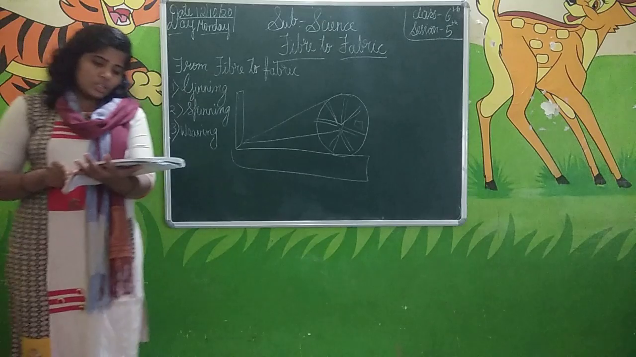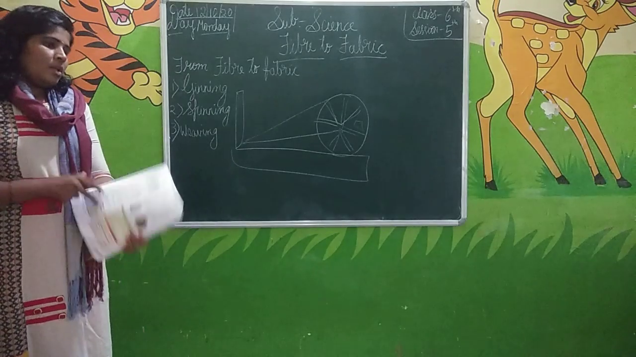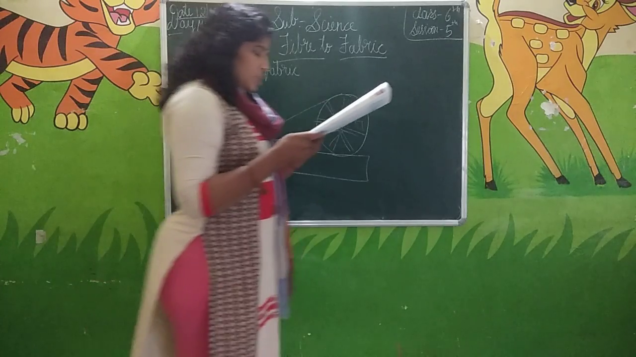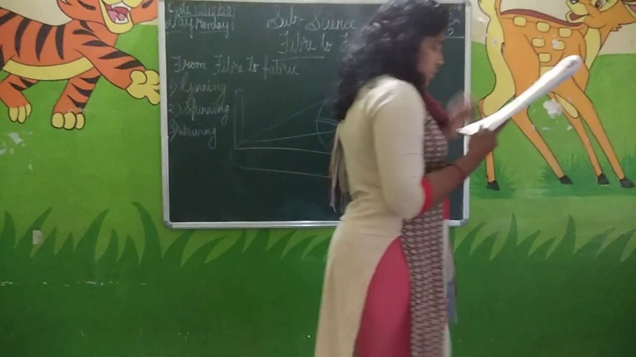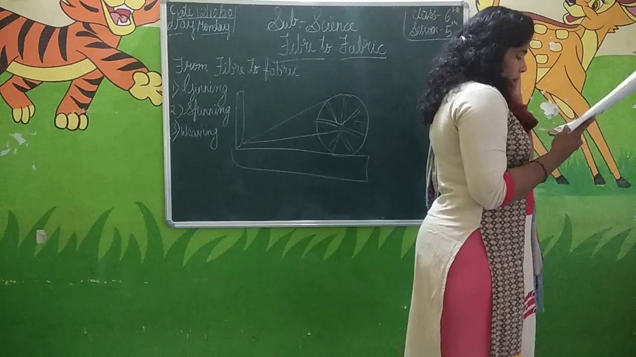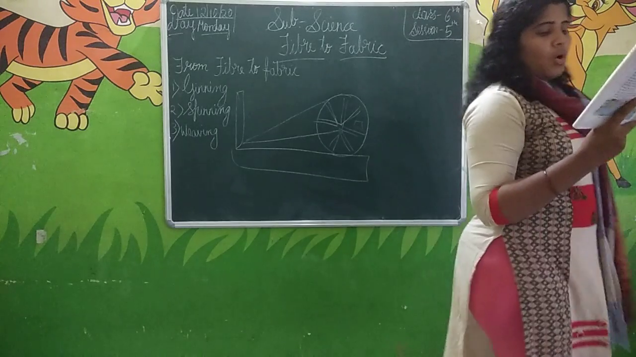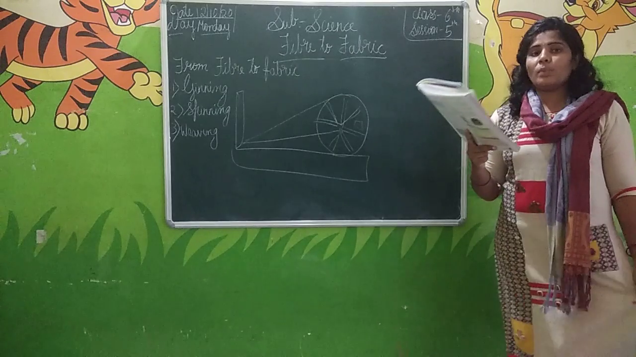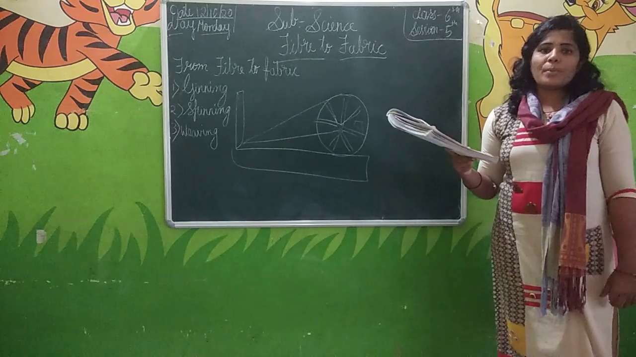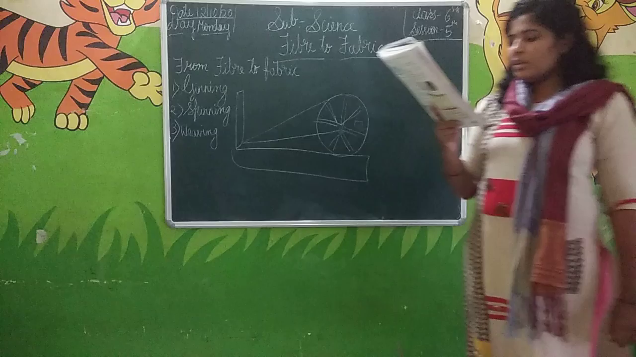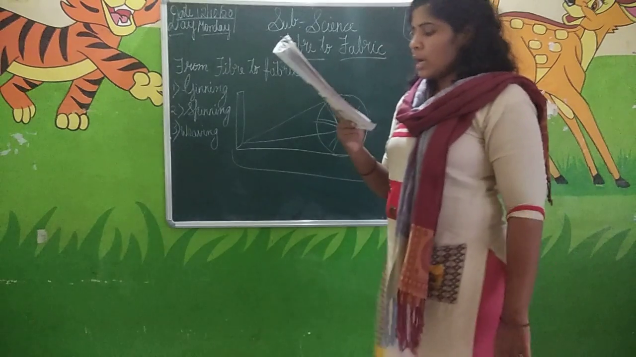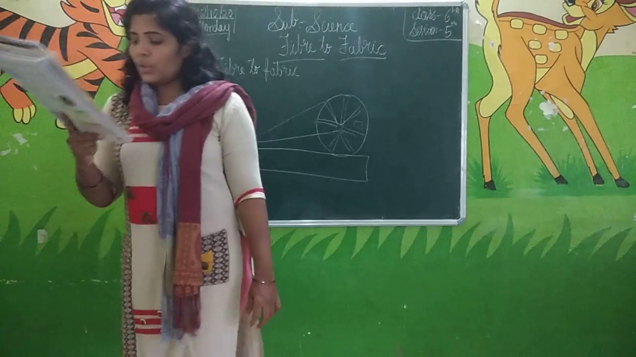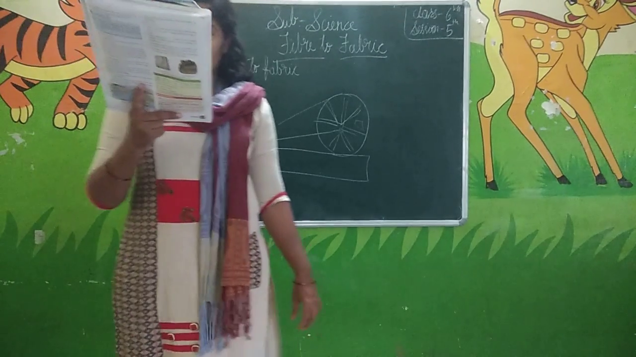Next, come to jute. Jute is a long, soft, shiny fiber obtained from the stems of the jute plant. Where is it obtained from? It is obtained from the stem of a jute plant. It is also called golden fiber. Jute is biodegradable, durable and strong.